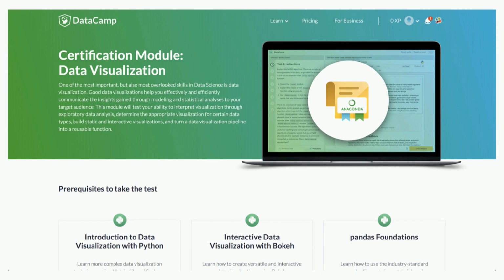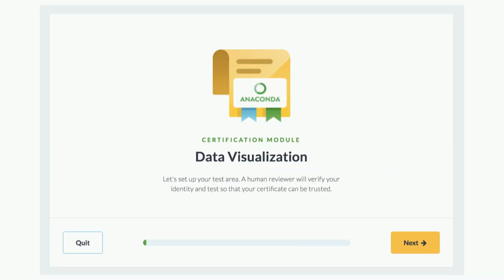One of the first things you see is a few DataCamp courses that you could consider to be suggested prerequisites, things that will arm you with some of the knowledge that you need to complete the exam successfully. We opt into the exam, and now we're in it.